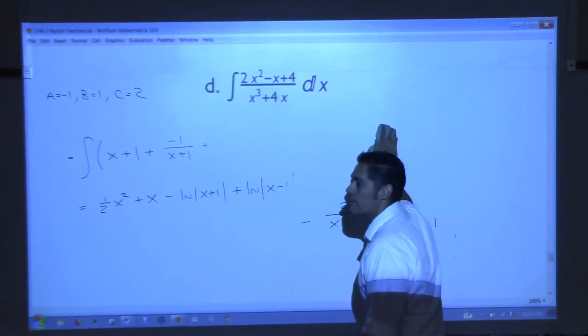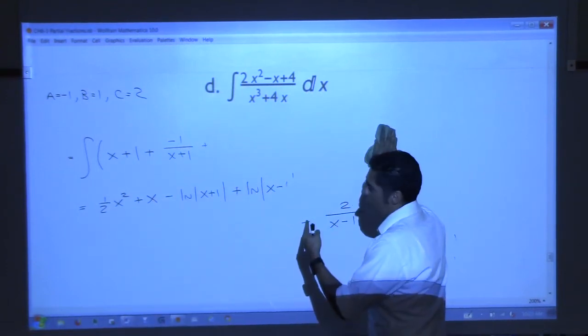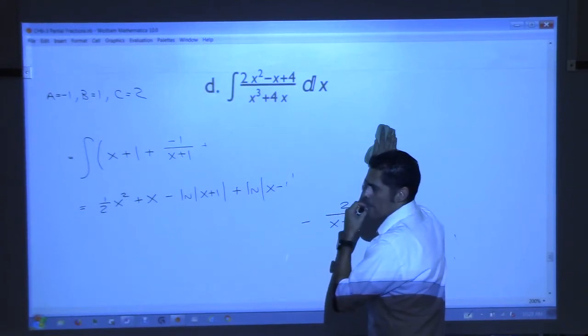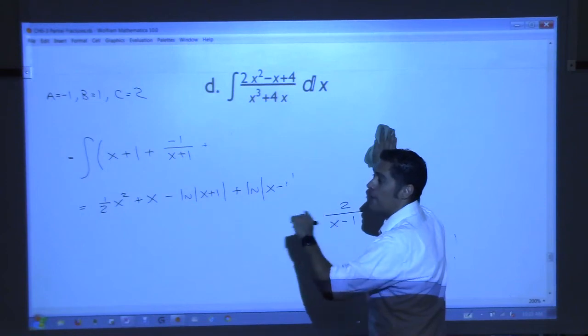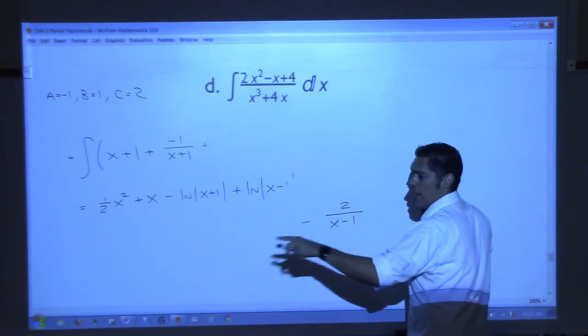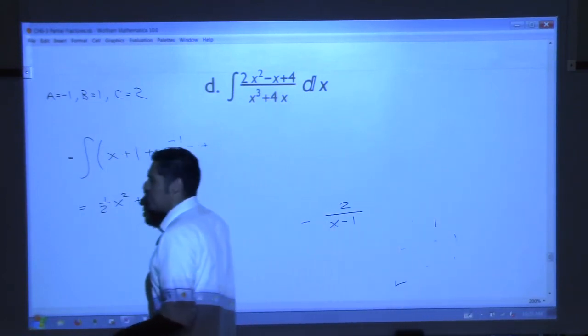Did I just erase something? What? Yeah, I was going to ask you for the A, B, and C. Yes. Where you had B is 1 over x minus 1. And then C is 2 over x minus 1 squared. Mm-hmm. Where did you get that? In the very beginning, when we were doing, we said, how does this thing break down?